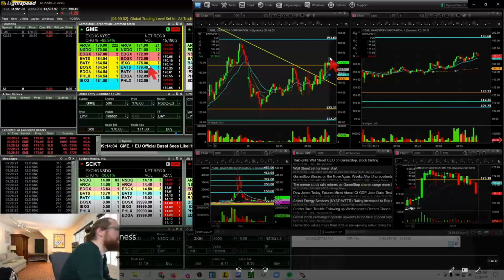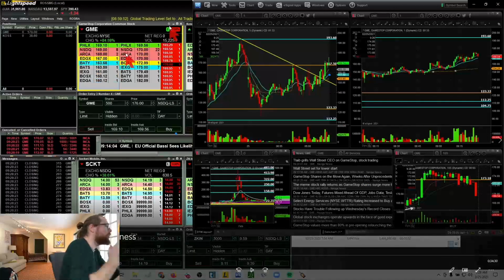Now this 5-minute candle, look at it. Topping tail. If we break this, now we have a buyer at 170. What happens if we break that level? Whoa, just like that, gone. Someone just bailed on 20,000 shares.